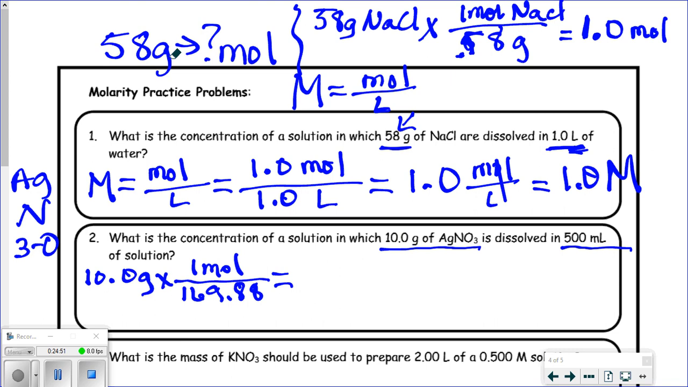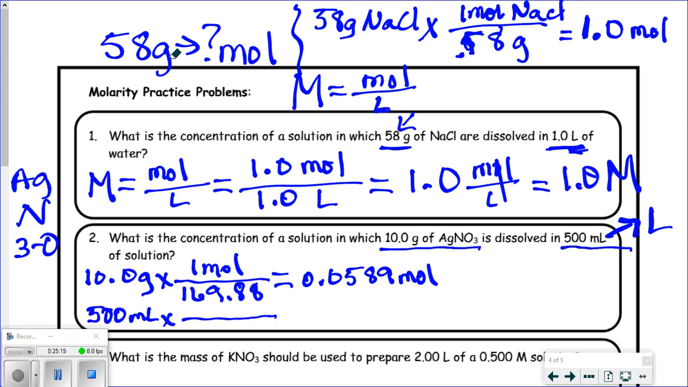Let's see, how many sig figs do I have? I got 3, so 0.0589 mole. Now what it wants me to do is, I've got 500 milliliters. Oh dear, I have to get that to liters, don't I? So I do that conversion down here. 1,000 milliliters are in 1 liter, so I have 0.500 liters.